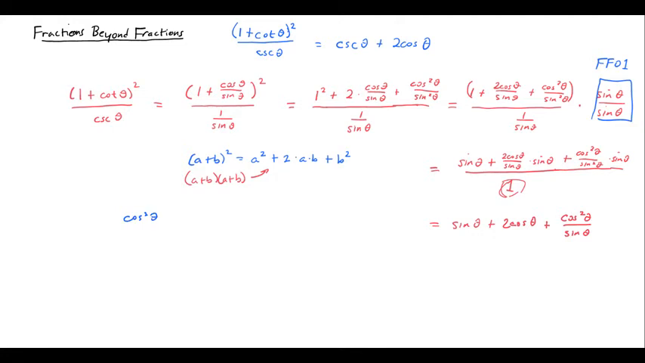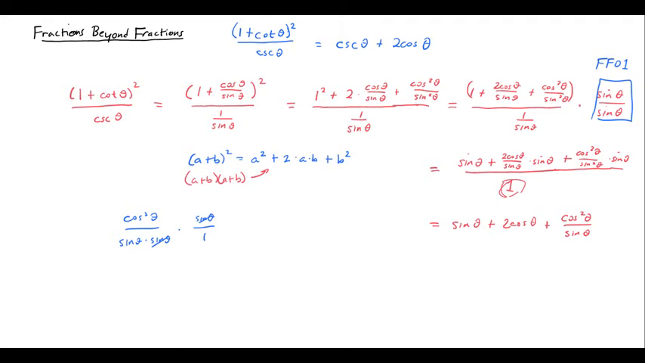It's cosine squared theta, and then the sine squared theta is just sine theta times sine theta, and then I'm multiplying by sine theta over 1. So that cancels one of these factors, leaving me with cosine squared theta over sine theta. All right, things are looking a little bit better. I don't know yet how this is going to end up being equal to cosecant theta plus 2 cosine theta, but I feel pretty hopeful about this.